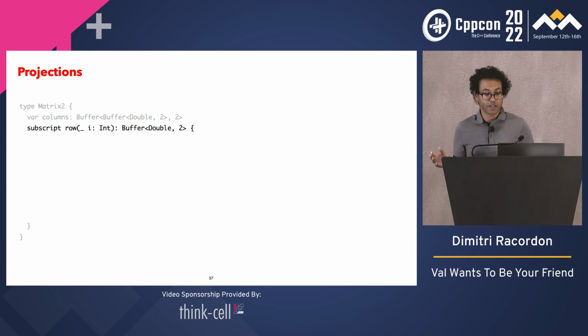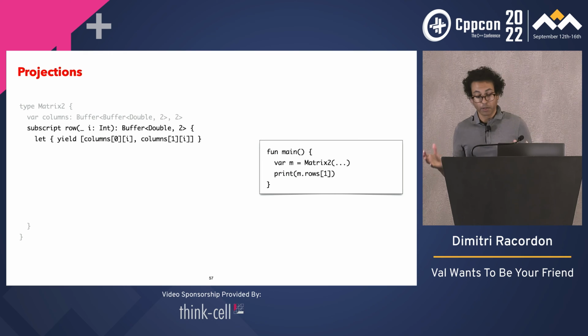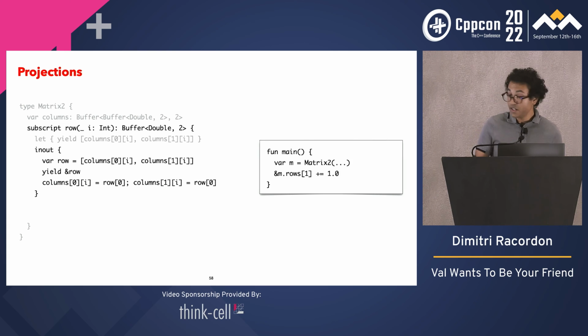Properties and subscripts can define multiple accessors. Just like with method bundles, the compiler selects the most appropriate one based on the caller's context. So a let accessor creates an immutable projection, and it's used when the compiler detects that the subscript or property is being accessed for reading. Here's how we look at the call site. An in-out accessor creates a mutable projection, and it's used when the compiler detects that the subscript is accessed for both reading and writing.